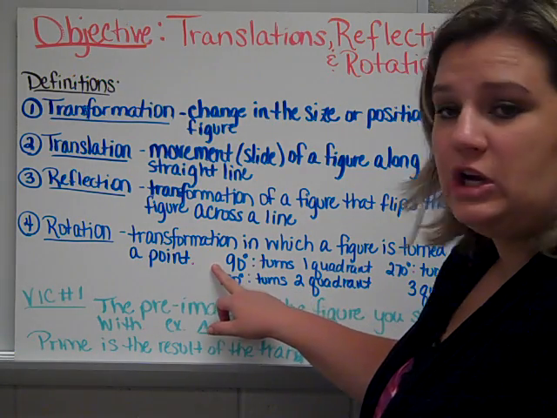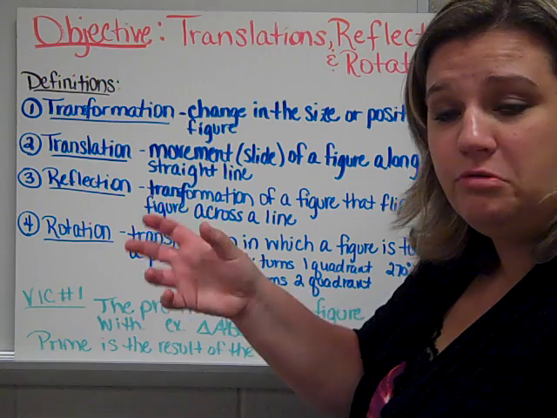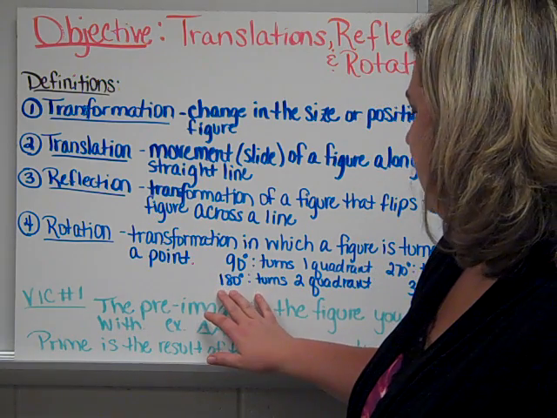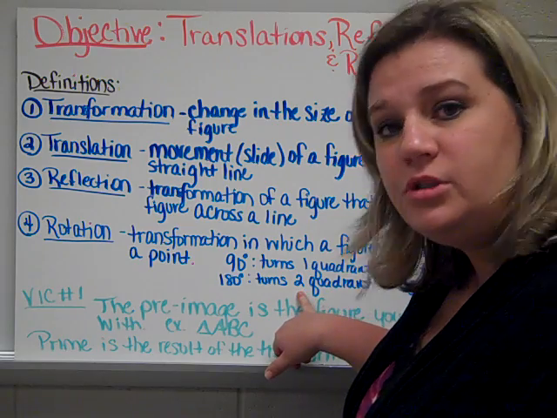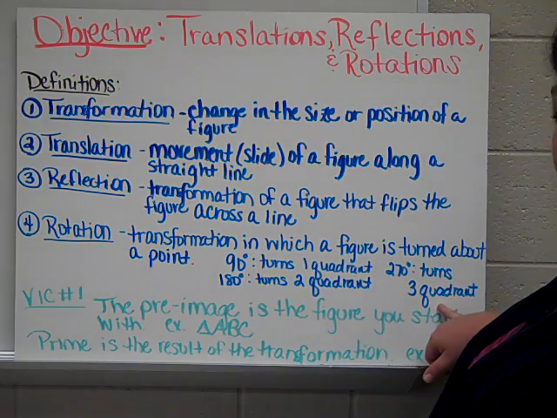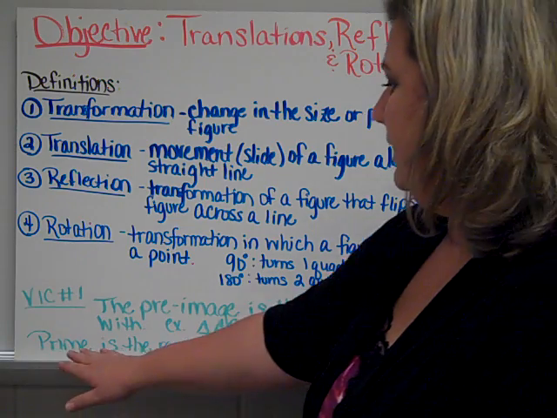For 90 degrees, when we rotate that figure, we would rotate it one quadrant on the coordinate plane. 180 degrees, we would turn it 2 quadrants. 270, we would turn it 3 quadrants on the coordinate plane.